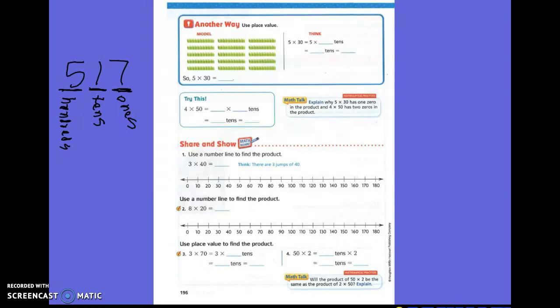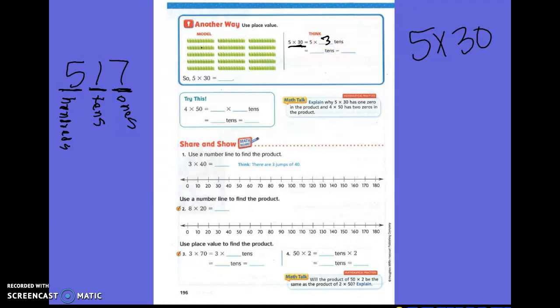All right. You can use place value to find the answer. So we're doing 5 times 30 again. Okay. Now, here's the model. You could have 5 tens 3 times. Okay. So what they want you to think about, though, is 5 times 30 is 5 times how many tens? How many tens is in 30, guys? Everybody? 3. So think of it more like it's 5 times 3 tens.